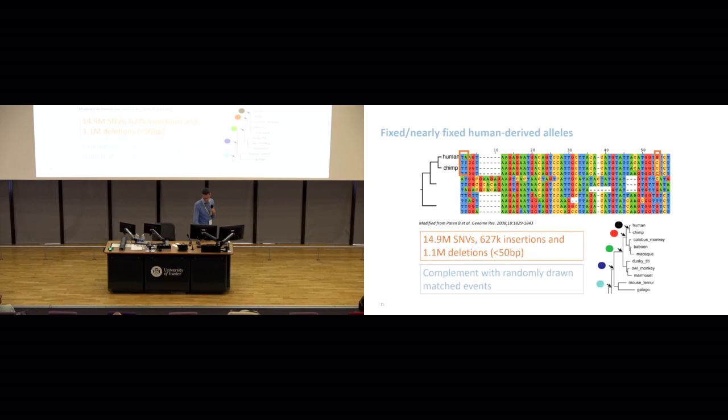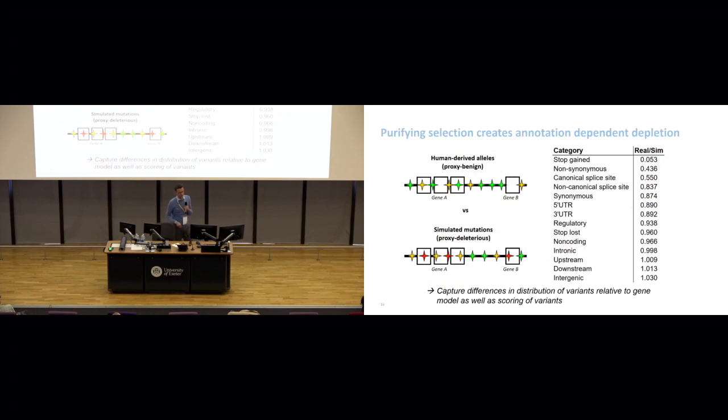So we used variants that changed on the human lineage since the last common ancestor with chimpanzee as a benign neutral set because it has seen so many generations of purifying selection. And we contrasted this with essentially simulated de novo variants. So we just drew variants across the genome with the same substitution pattern. And we contrasted those. And so if you contrast these proxy benign with the proxy deleterious, you can actually see how purifying selection created this annotation-dependent depletion.